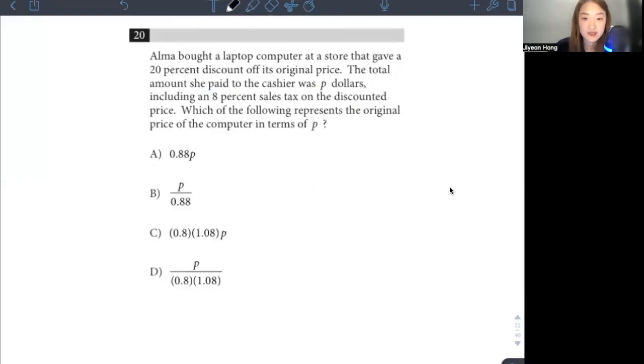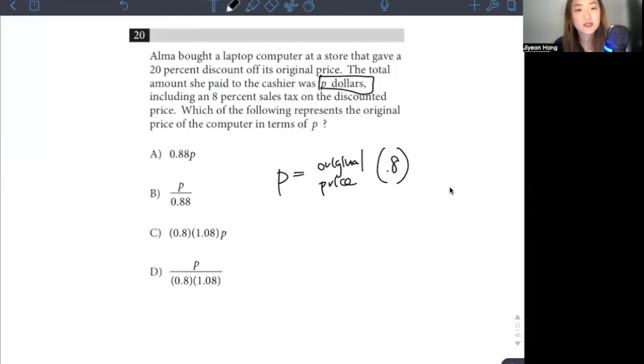We are told the total amount she paid to the cashier was P dollars. So after all the operations are done, she's going to pay the cashier P dollars. So P is going to equal the original price of the computer multiplied by, since it's a 20% discount, 0.8. This is a concept that you really have to understand for discounting or percentages for the SAT.